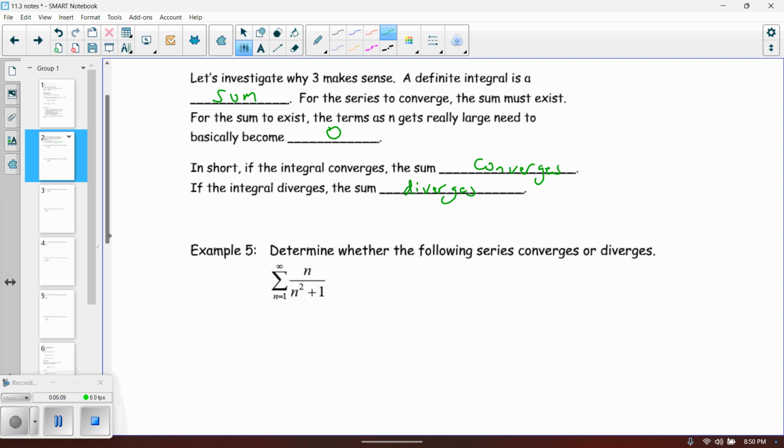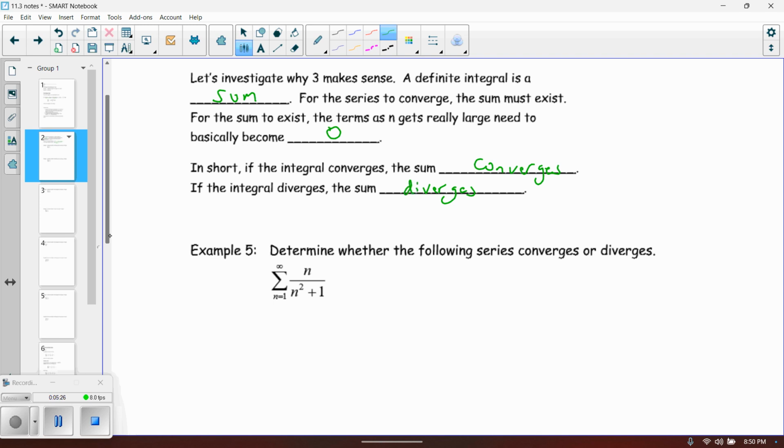Determine whether the following series converges or diverges. So we have learned a couple of different tests for series already. The integral test may not be the first thing you want to go to. We have learned the nth term test for divergence, which only tells divergence, but it's a very convenient test.